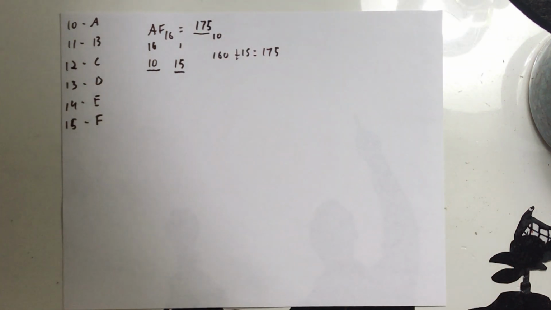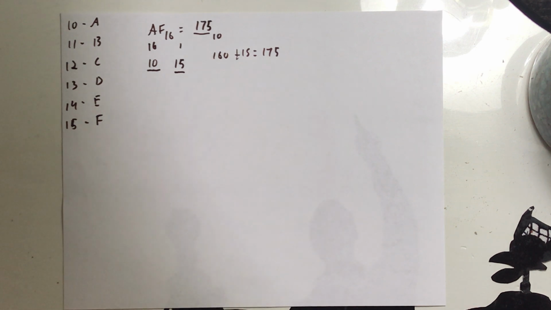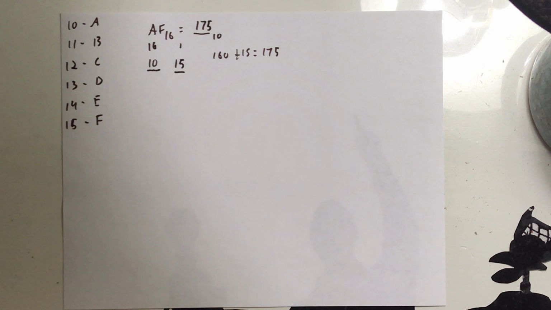Just remember, it's very important. I really suggest that you guys underline, just to make sure that you don't get confused with 10, 11, 12, 13, 14, 15, and as a digit, as a single digit. Remember, these are single digits in base 16.